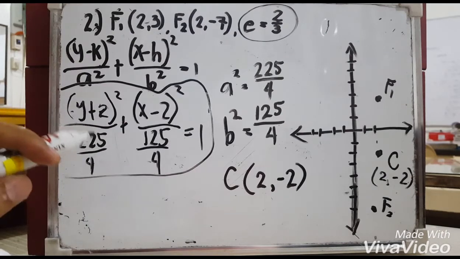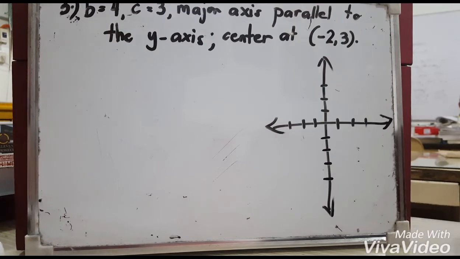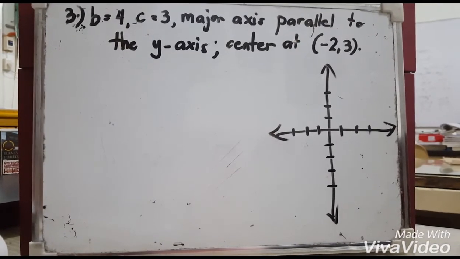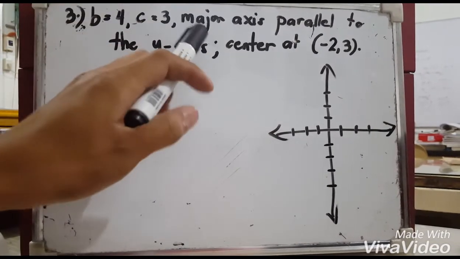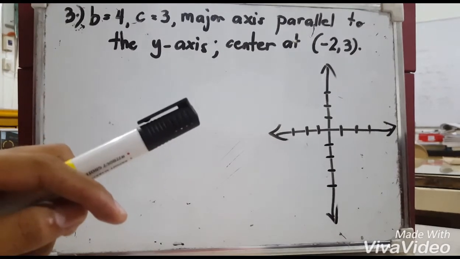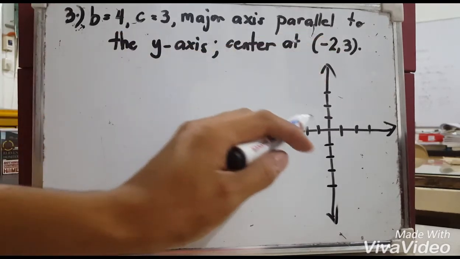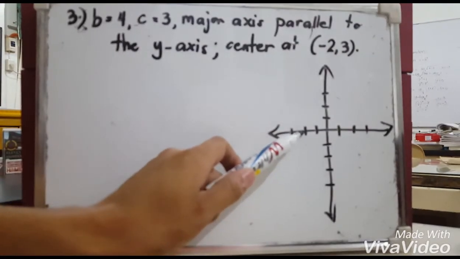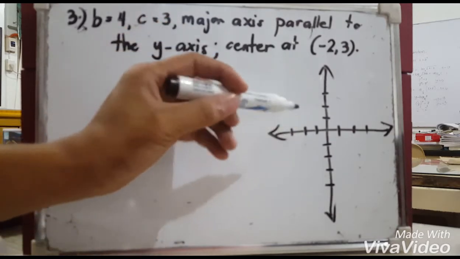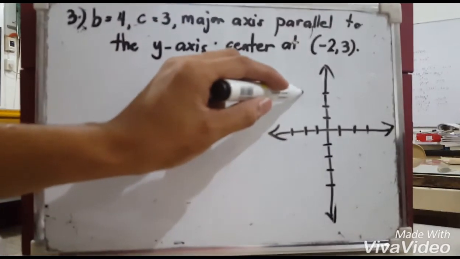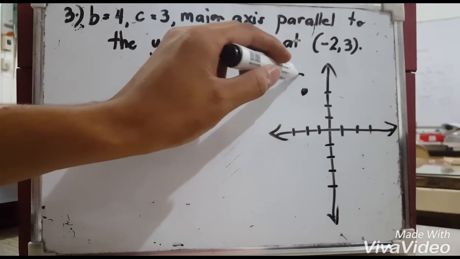Okay? Any question? Okay. For our last example, we are given the value of b equal to 4 and c equal to 3. Furthermore, we are given this: the major axis of the ellipse is parallel to the y-axis, and the center of this ellipse is at (negative 2, 3). So, of course, we have to plot the center at (negative 2, 3). So, you have negative 2 here, and then y equal to 3. So, center is at this point. This is your center of the ellipse.